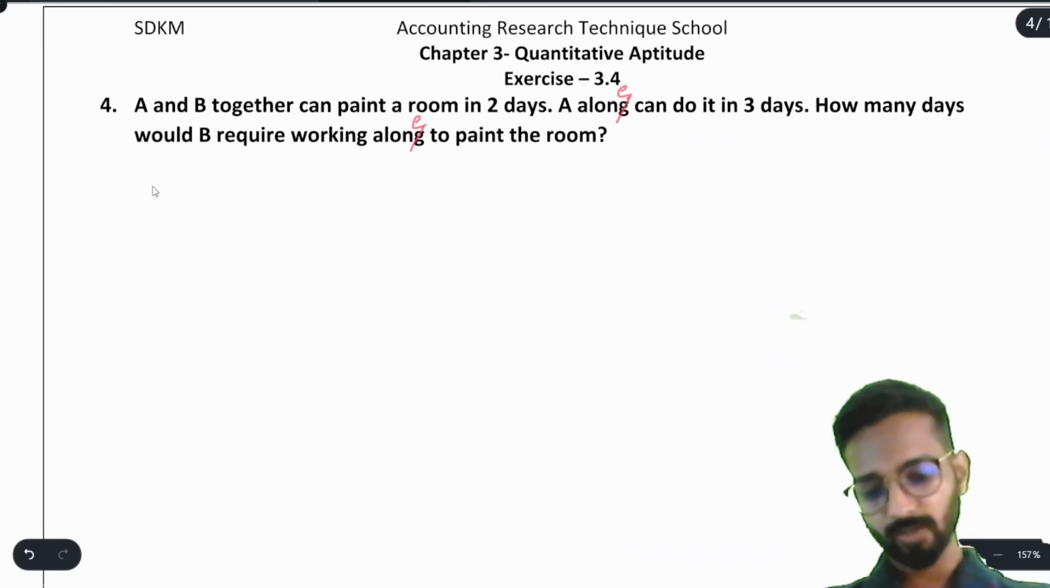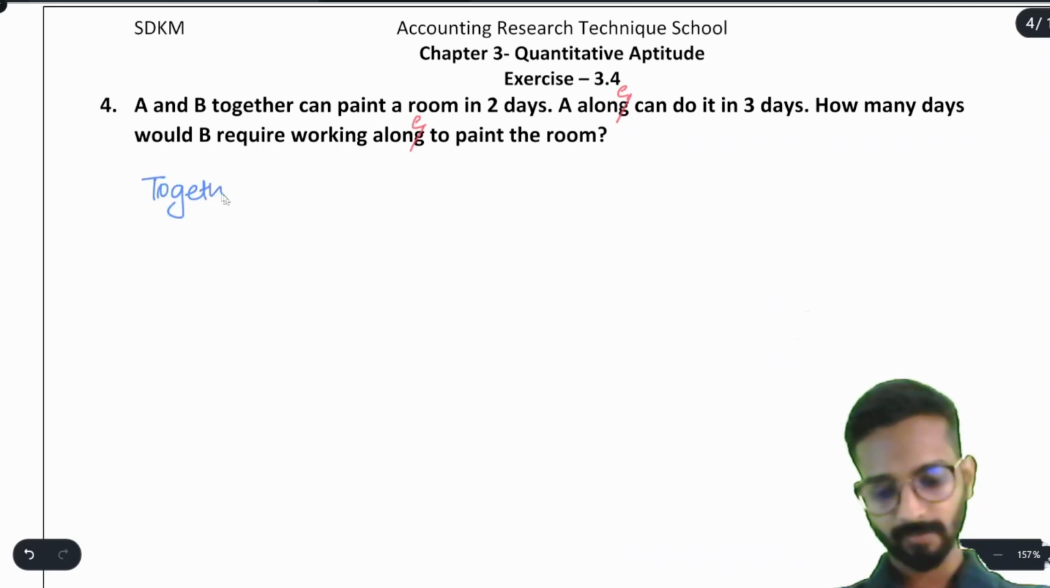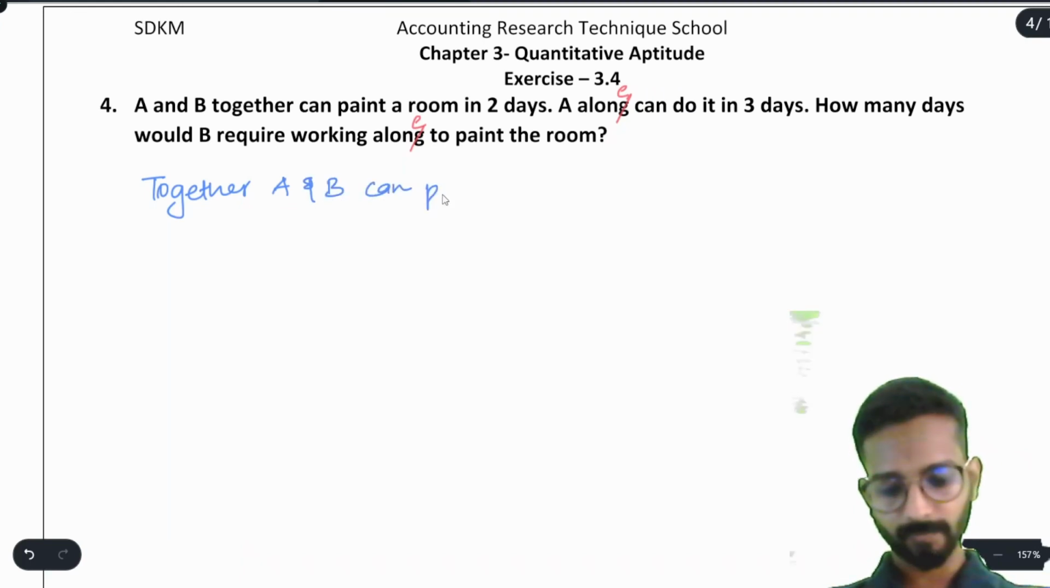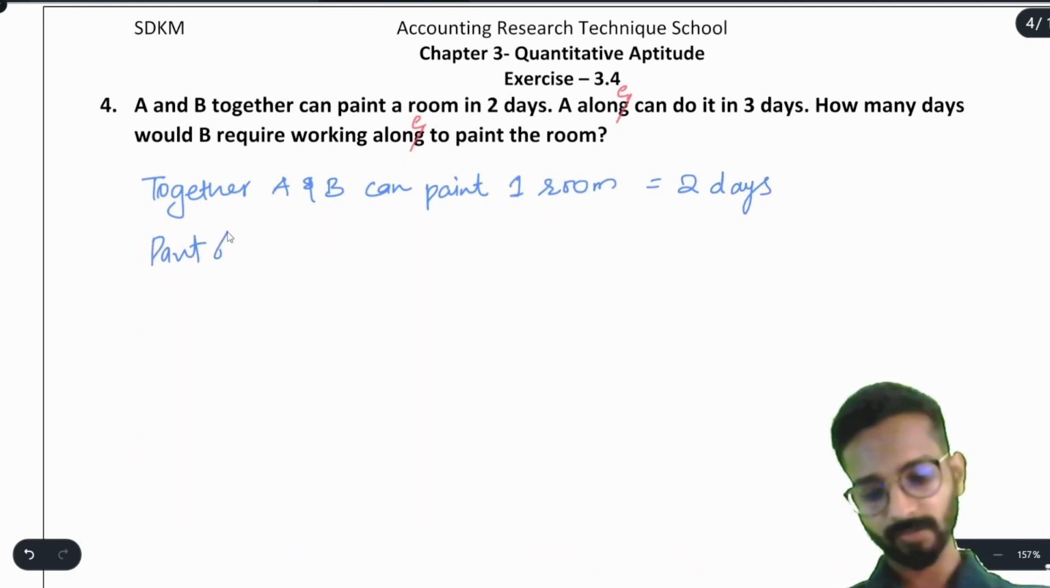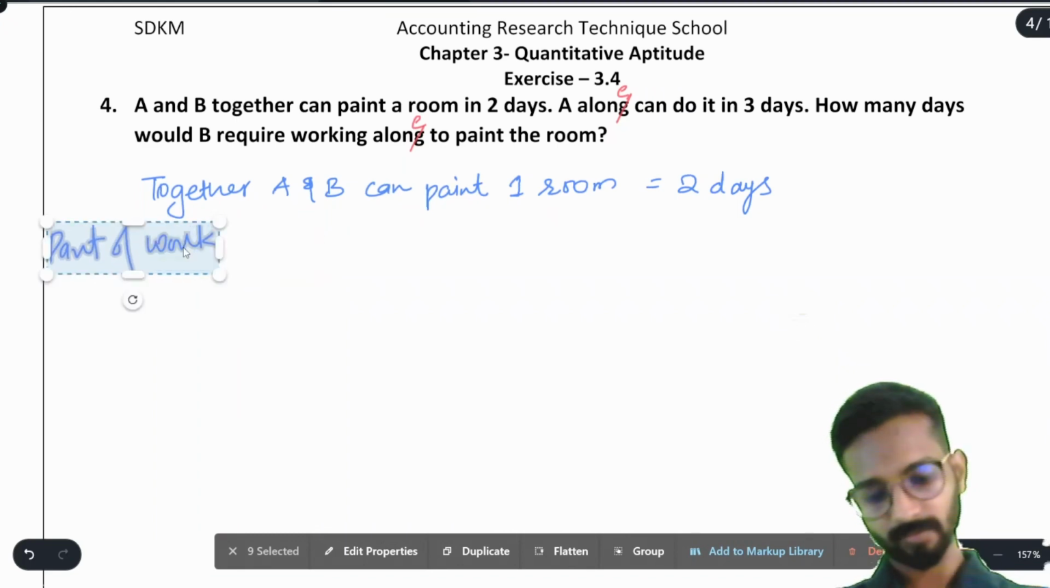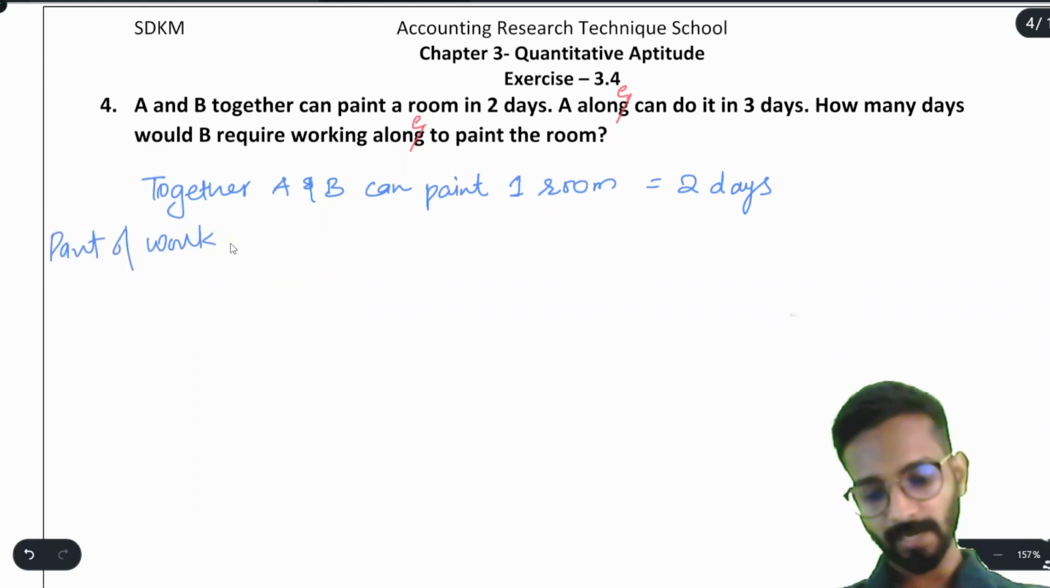Now, I will write together A and B can paint one room in how many days? You will say, sir, in 2 days. If I ask you that part of the work by together A and B in 1 day is equal to how much? You will say, sir, 1 by 2. This we have already learned.